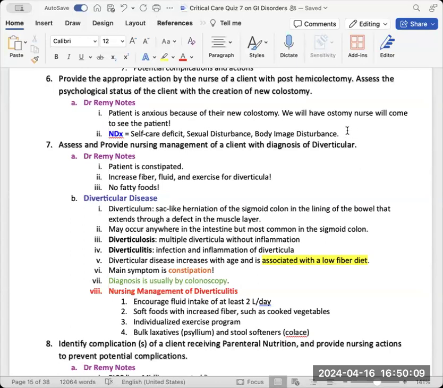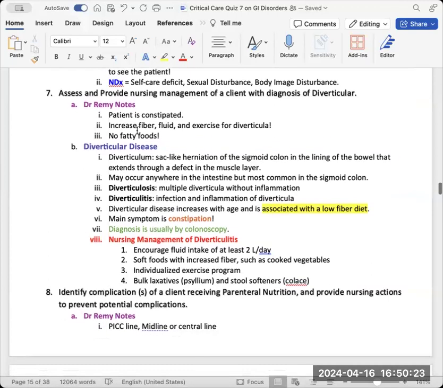Remy was saying. And we talked about the diagnoses for anyone who has an ileostomy or colostomy, which have to do with self-care deficit, sexual disturbance, and body image disturbance. So that's going to be the main thing, right? They're going to feel very anxious about those things. The next thing is to assess and provide nursing management of a client with a diagnosis of diverticular disease.